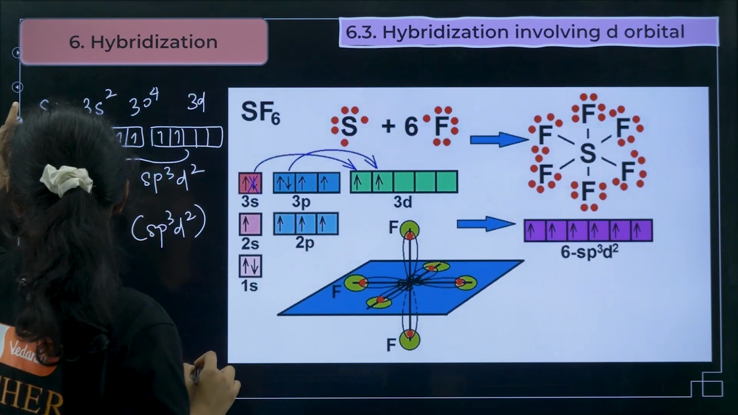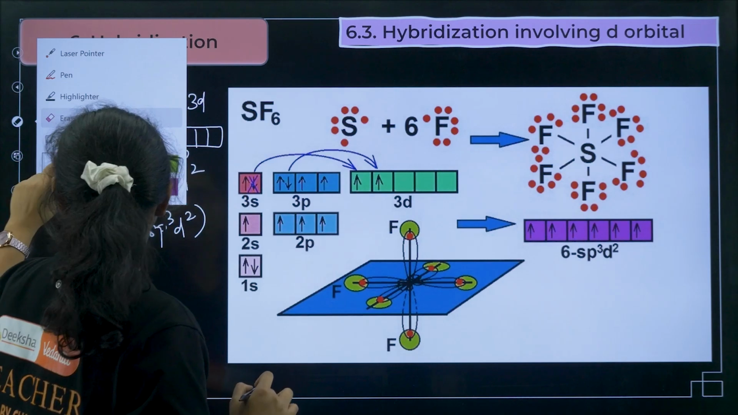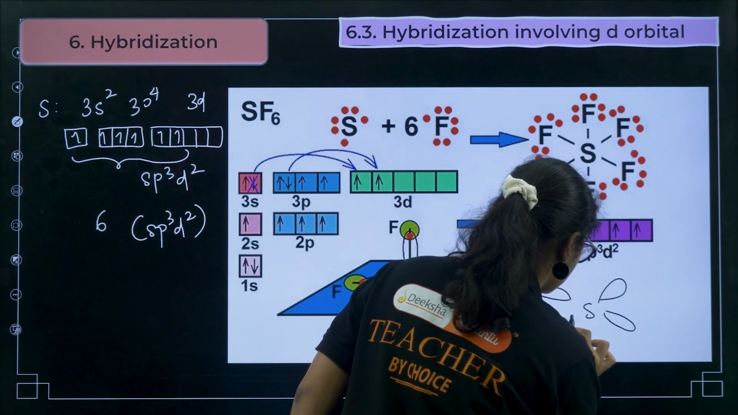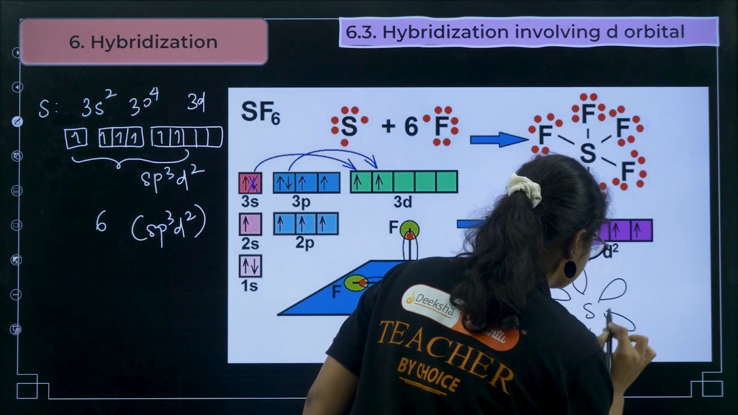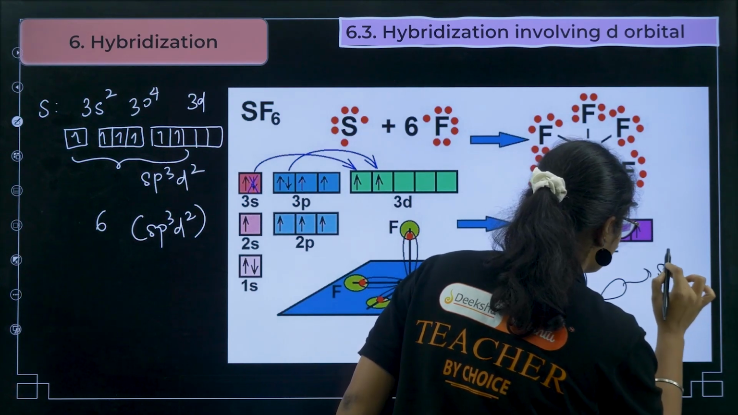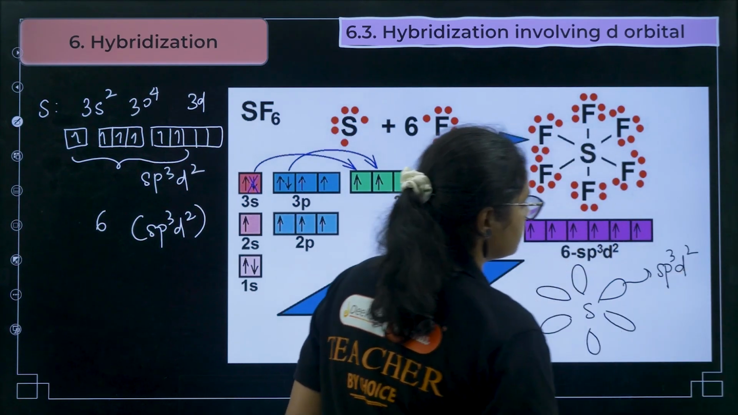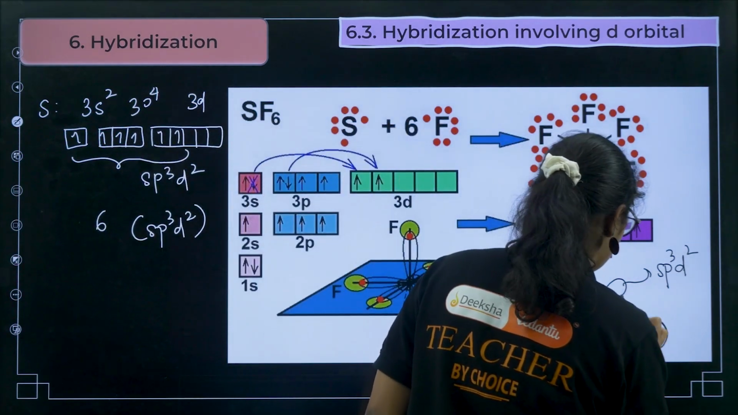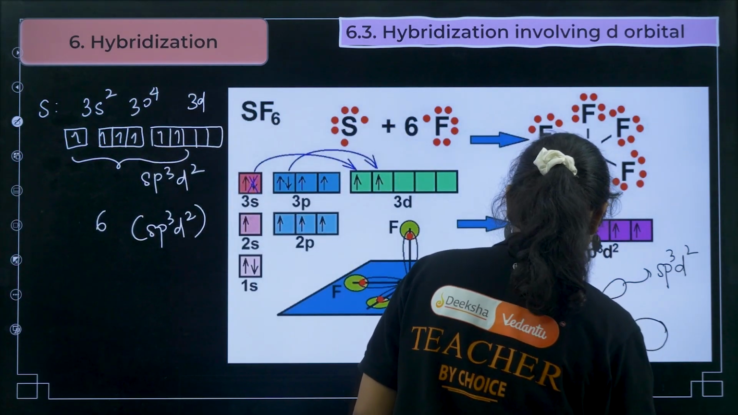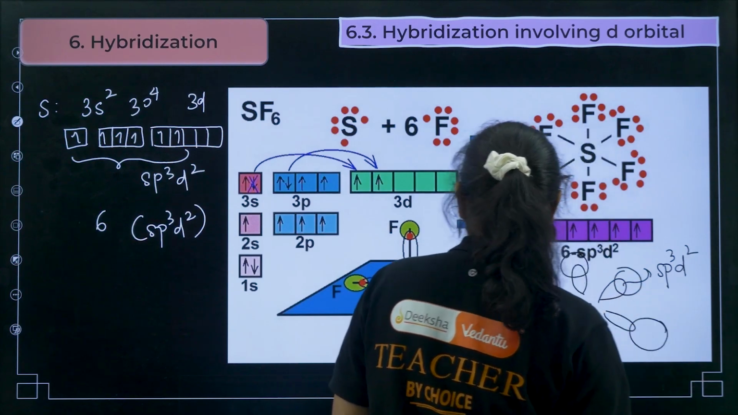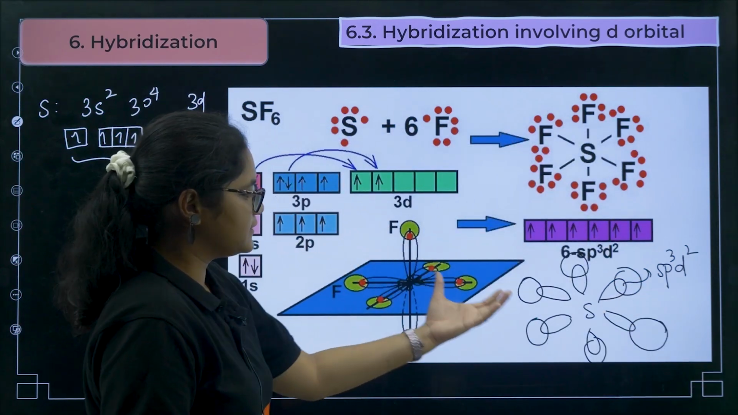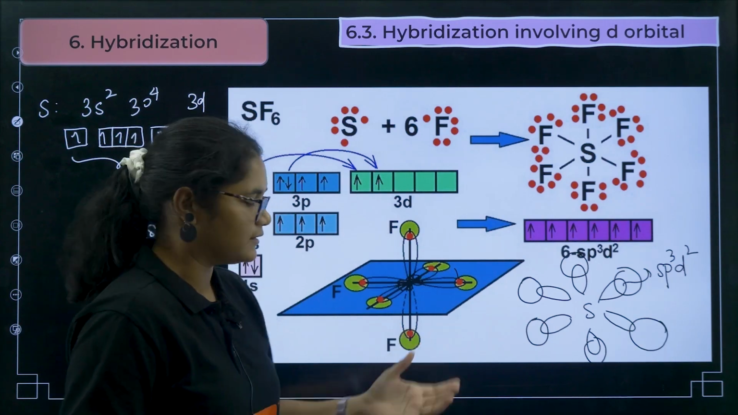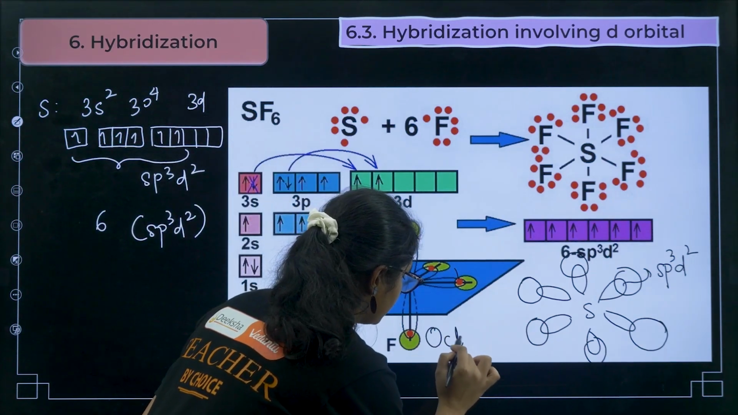Now if you see sulfur, we have 1, 2, 3, 4, 5 and 6, each of them sp3d2 hybrid orbitals. Now what happens? The fluorine atoms will come and form bonds with these. Okay, clear? So you can see, 4 will be in one plane and 2, 1 up and 1 down, and this shape is nothing but octahedral.